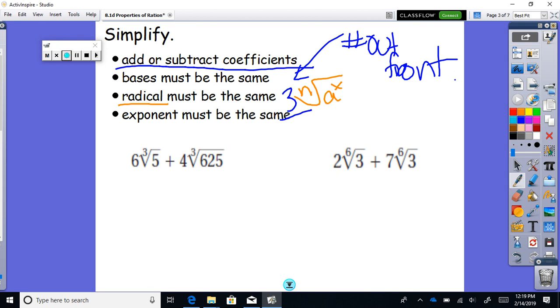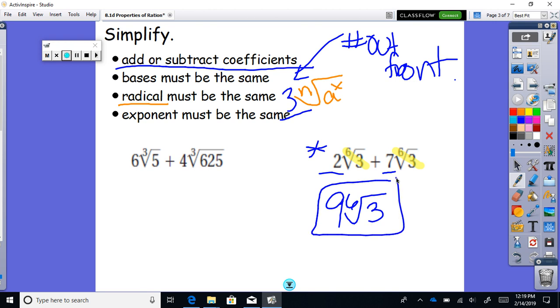All right, I'm going to start with this example over here because right now it is ready to go. I have 2 6th roots of 3 plus 7 6th roots of 3. So I have radicals, the indexes are the same, the radicand's the same, and so I can add the coefficients. 2 of those things and 7 more of those, I have 9 of those. And what are those? Those are 6th roots of 3. So I have a total of 9 6th roots of 3.